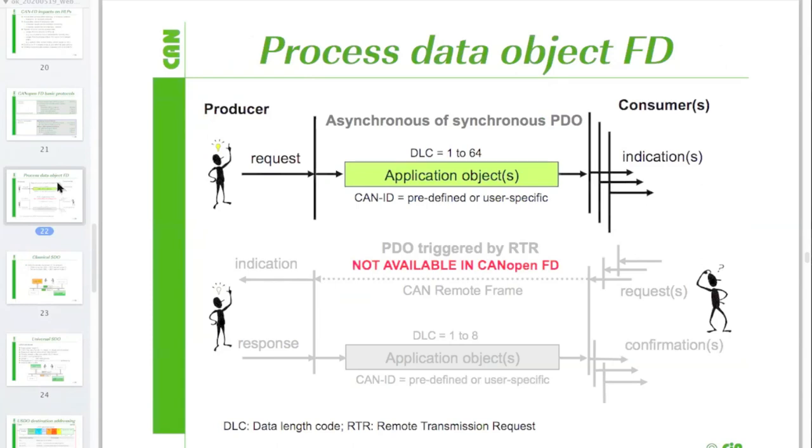Process data exchange, this very efficient CANFD broadcast communication protocol, one producer, many consumers, like it is done in simple CANFD. We now have the possibility to submit 64 bytes of data. Very efficient, only one message required. Since CANFD doesn't support remote frames anymore due to certain drawbacks, they are not supported in CANopen FD as well. So all the services using RTR will not be used in CANopen FD.